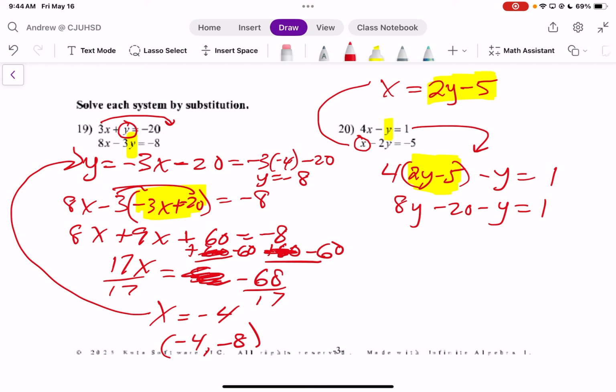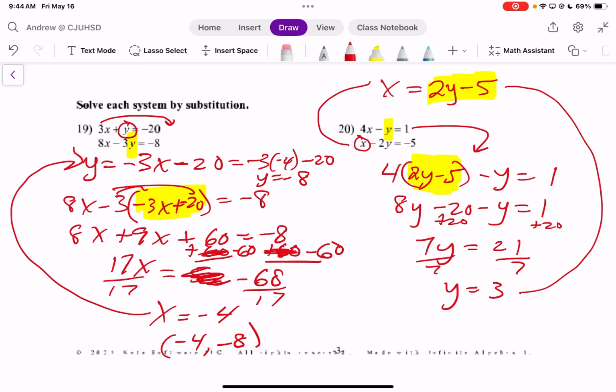Eight y minus 1y would be 7y. I'm going to go ahead and add the 20 right now. And that's 21, and divide by 7. You got 3. Take that back up here to this equation. 2 times 3 minus 5 will be 1. So the x is 1 and the y is 3.